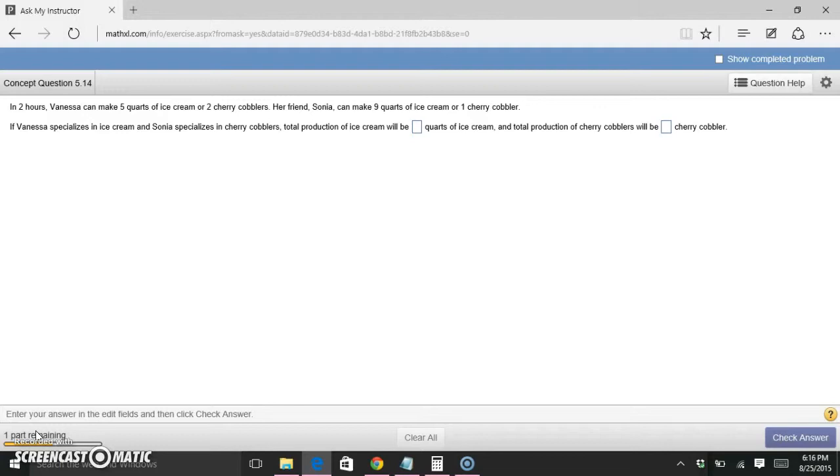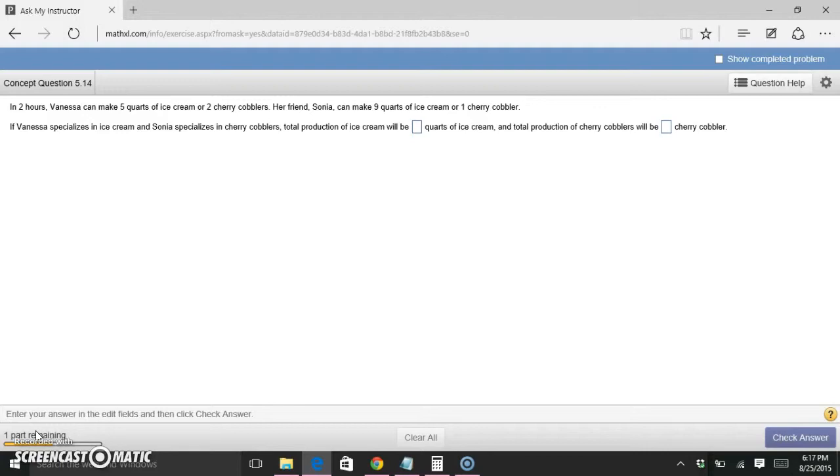So the first part of the question asks us, what happens if Vanessa specializes in ice cream and Sonia specializes in cherry cobblers? What will be the total production for both Vanessa and Sonia of ice cream and then of cherry cobbler? The key thing to notice here is the word specialization. From your chapter, you know that to specialize means to focus on making that one thing. So when it says that Vanessa specializes in ice cream, that means Vanessa is making nothing but ice cream. And when it says Sonia is specializing in cherry cobbler, that means Sonia is making nothing but cherry cobbler.